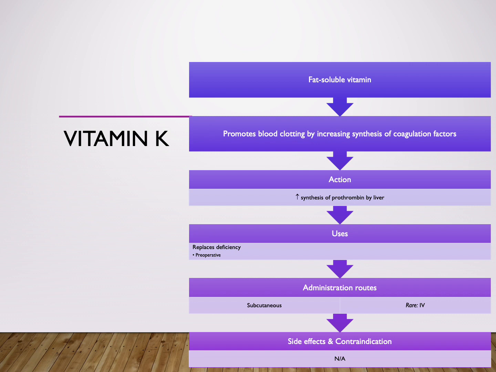It can be given orally or subcutaneously. However, it's important to note that it could take up to 24 hours to produce a desired effect. And if we have a patient with low vitamin K and we need to do surgery immediately and it cannot be delayed, we might give the patient some fresh frozen plasma. It can be given intravenously.